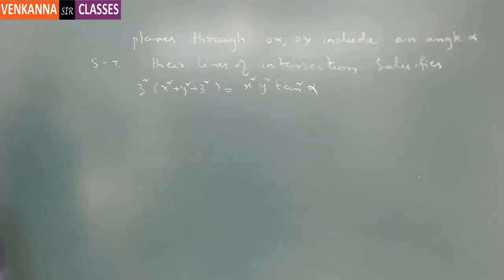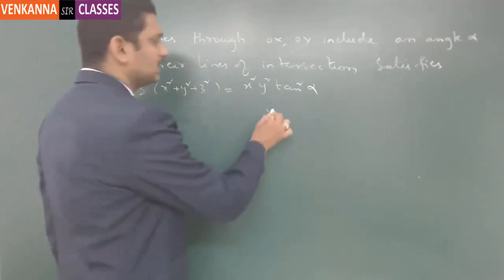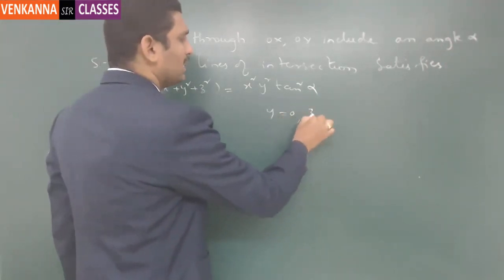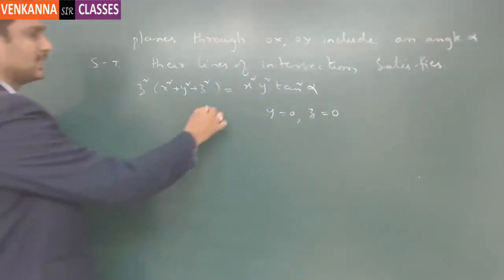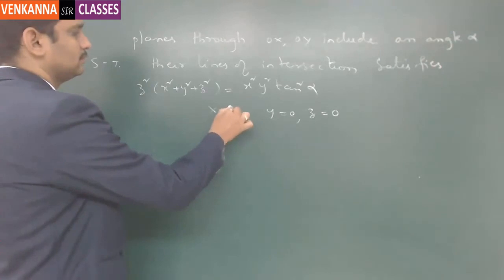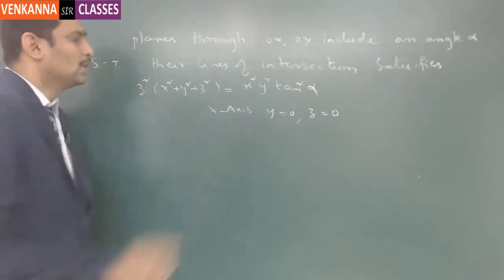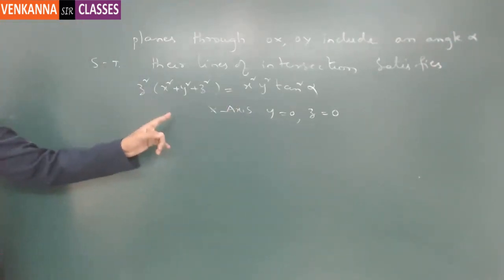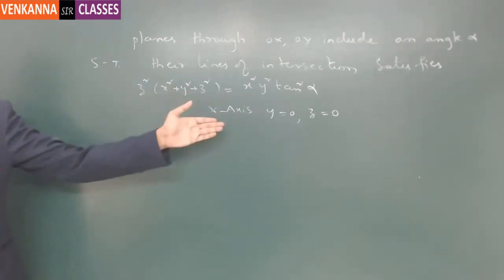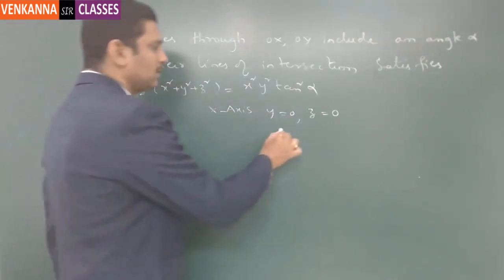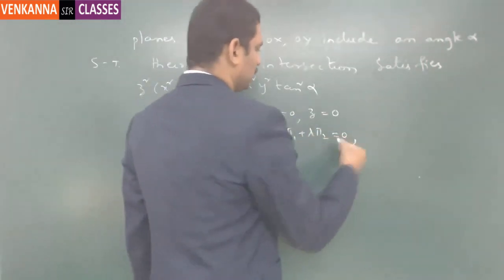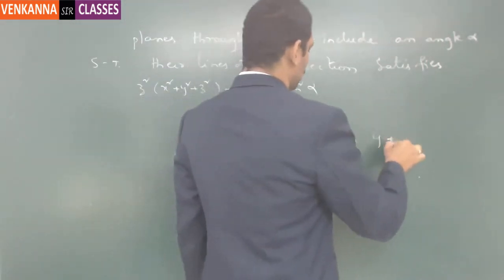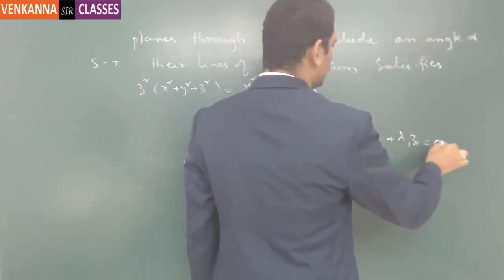So what is the equation of OX, the x-axis? It is nothing but y is equal to 0, z is equal to 0. That is the equation of the x-axis. So if you consider a plane passing through the x-axis, it is given by the formula pi 1 plus lambda pi 2 equal to 0, nothing but y plus lambda 1 z is equal to 0.